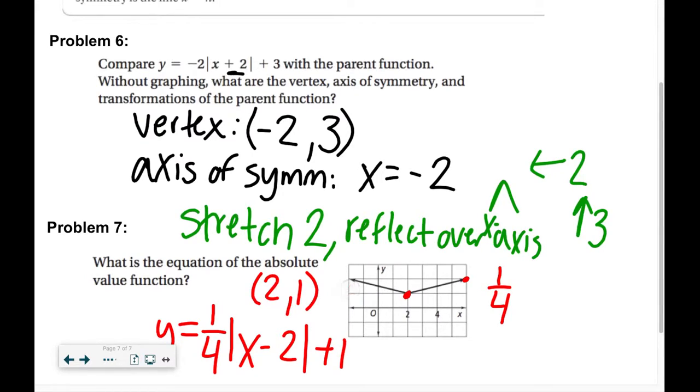Okay. So the easiest way to find that A, if you have a graph, is to find the slope from your vertex to the next nice point on the right side. Okay. Questions?